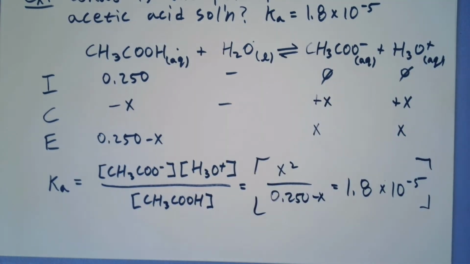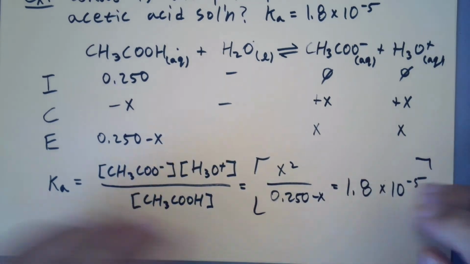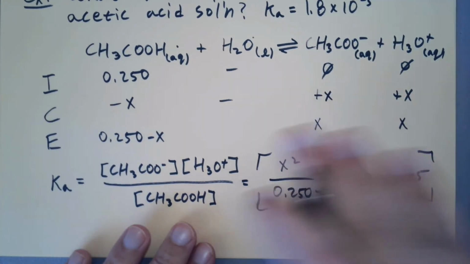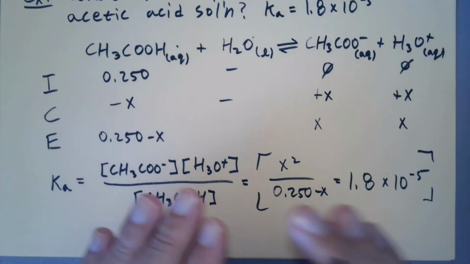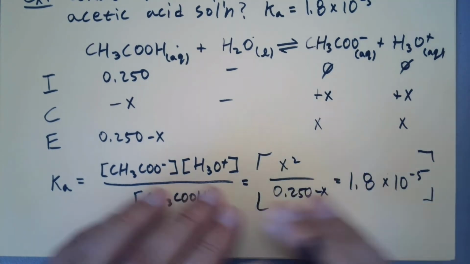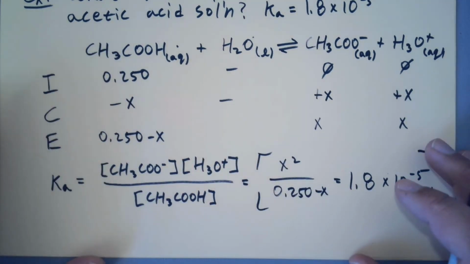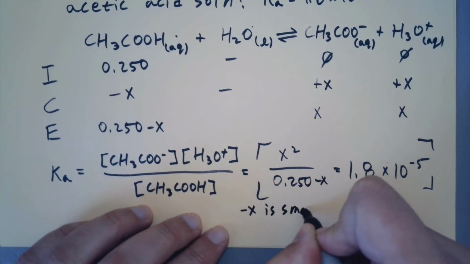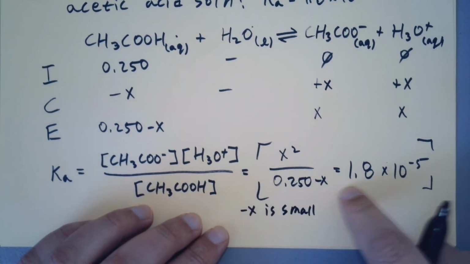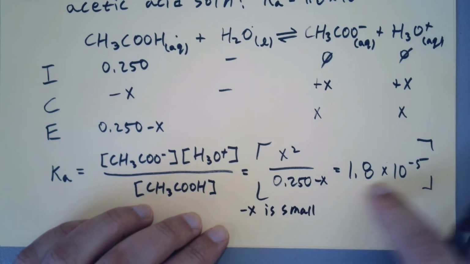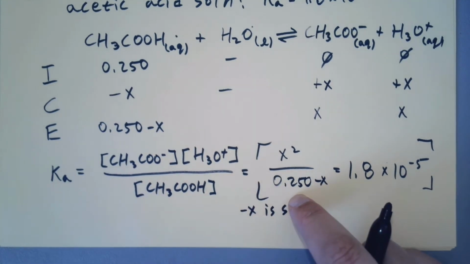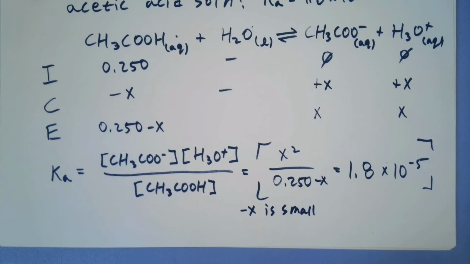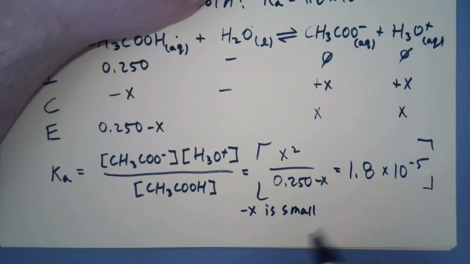Guess what I'm going to do here? Do you see what I can do? I can do an approximation. So you could do the whole quadratic formula, ax squared plus bx plus c equals 0, yada yada yada. Or x is small. Look at that. It's going to be a very small shift to the right. And that shift is going to be small with respect to 0.250. I'm going to bet my reputation on it.